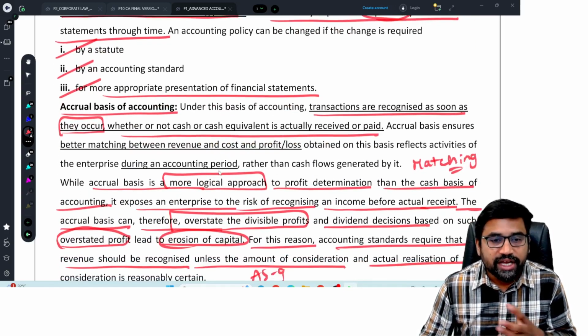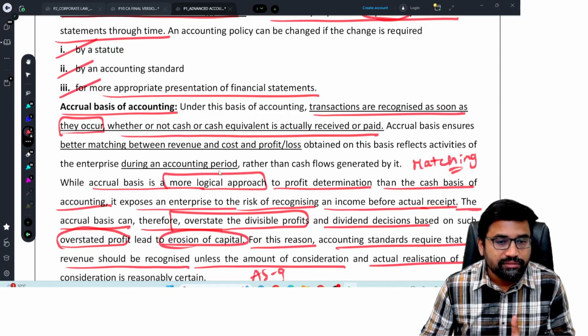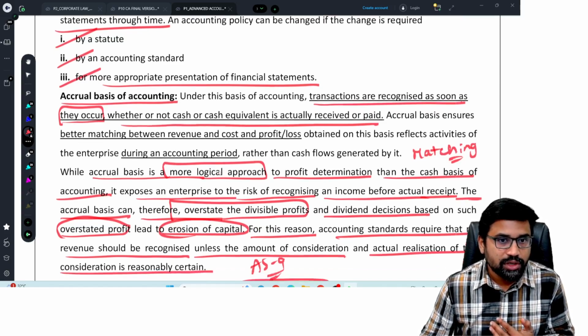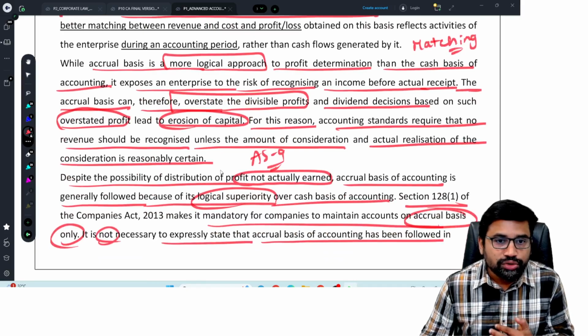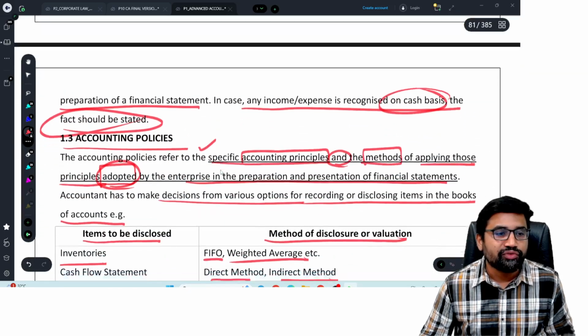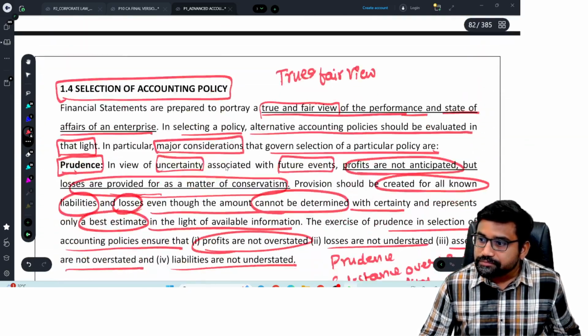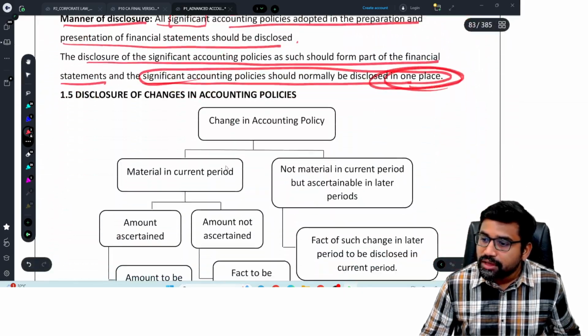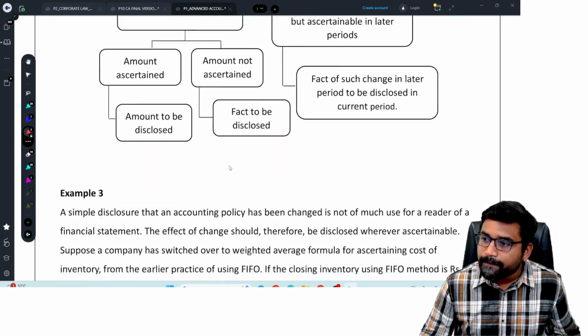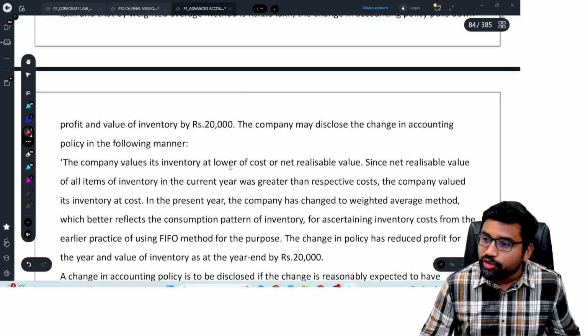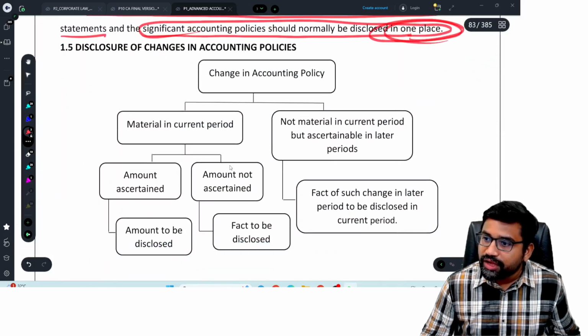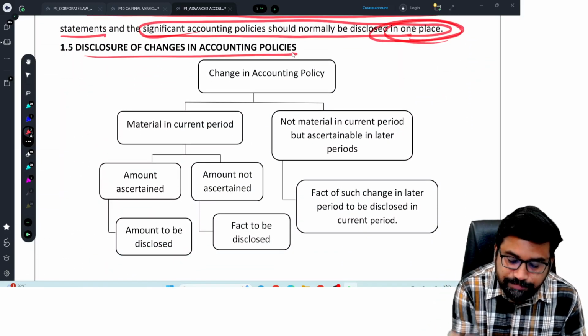Accrual concept: recognize the transactions as and when they occur, irrespective of the cash position. Okay. But don't violate the prudence concept. So the accrual concept, subject to accounting standards, you need to follow. So, we discussed. And there is a last concept, sir, that is the concept of disclosure of changes in accounting policies.